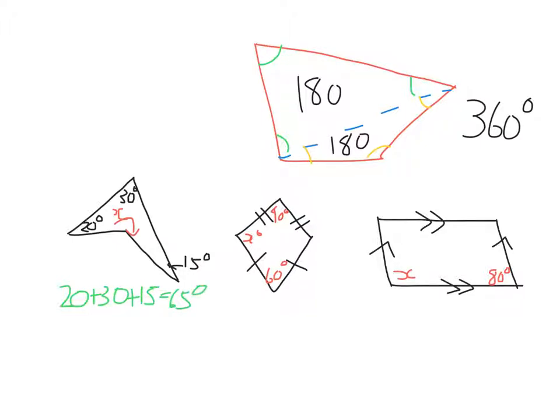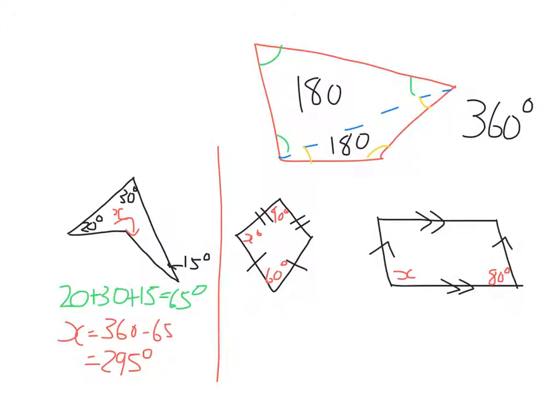So I need to find x by saying, what do I need to add to 65 to get to 360? So it's just going to be 360 minus 65, which gives you 295 degrees. Of course, in a quadrilateral, you can have an angle over 180, whereas you couldn't in a triangle. Let's look at the second one.